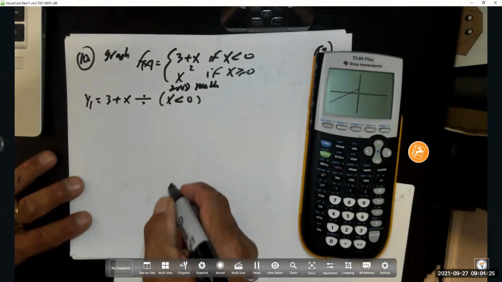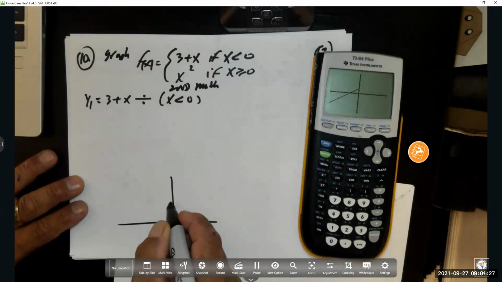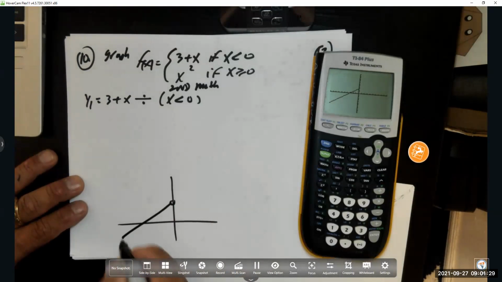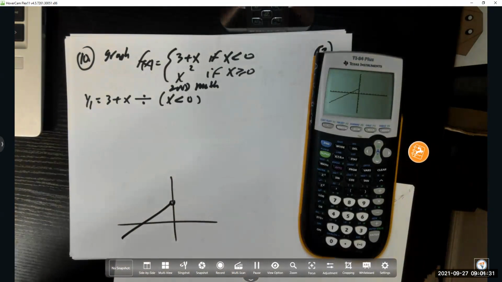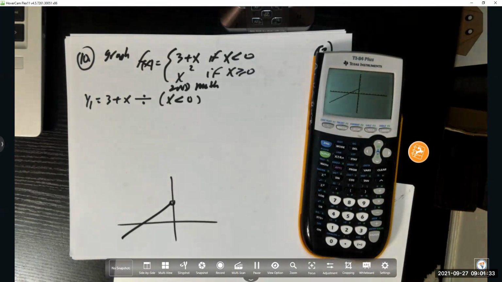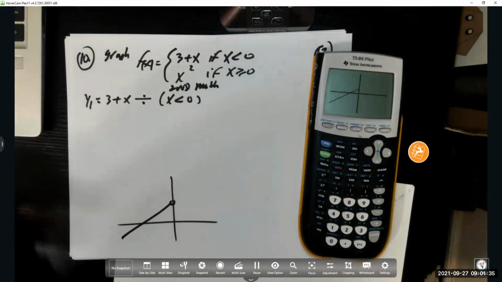This is what I got. The graph looks like this, from right here that way. Y'all get a graph like that? Yes or no? Tell me yes or no. Yes, sir. Right, got it so far.